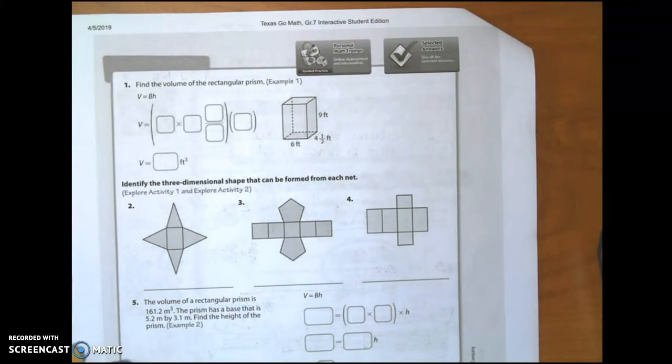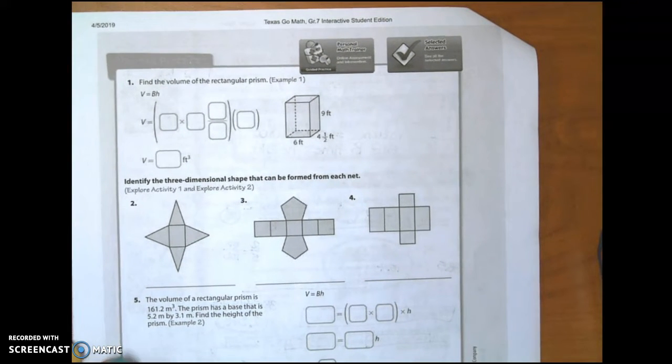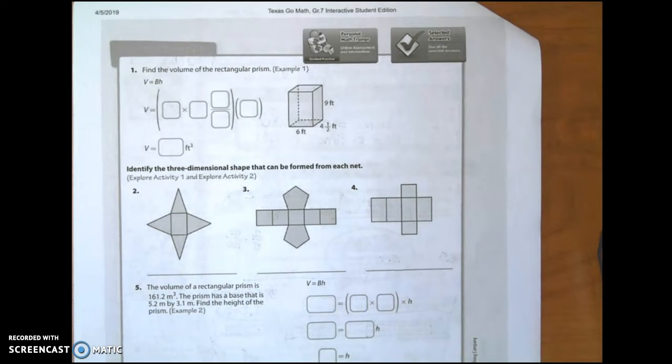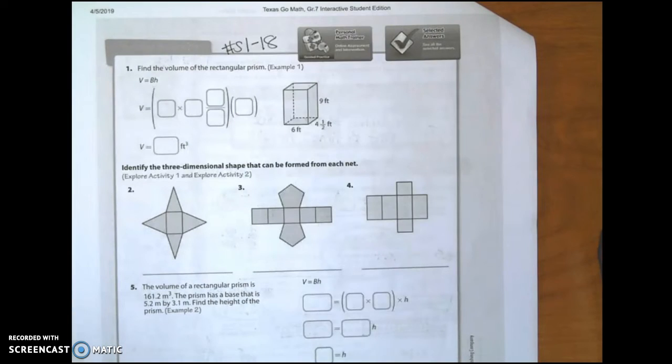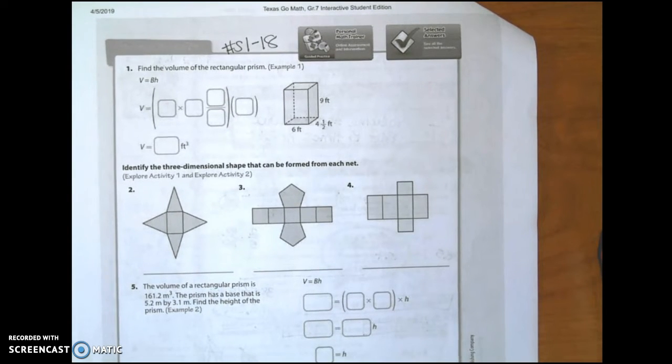Okay, so we're going to continue by solving the problems 1 through 18. And this will be due probably at the end of the week.